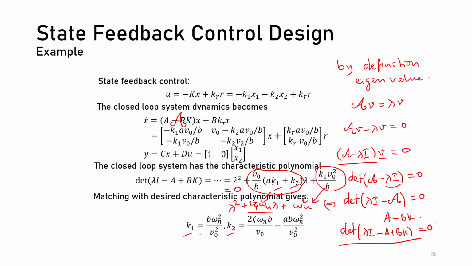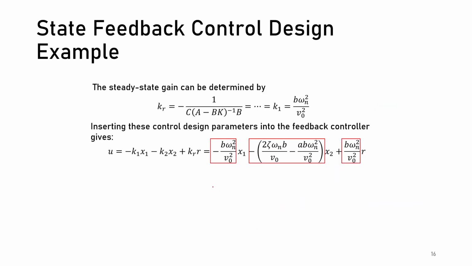So now you already got the formulation for controller K1 and K2, and then you can find the KR following this formulation. And it's interesting that for this problem KR is actually just the same as K1. Okay, so now we can implement this for the simulation. First we need to define all the parameters. So we already have A, B and V0. Now we need to choose zeta and omega n, right?